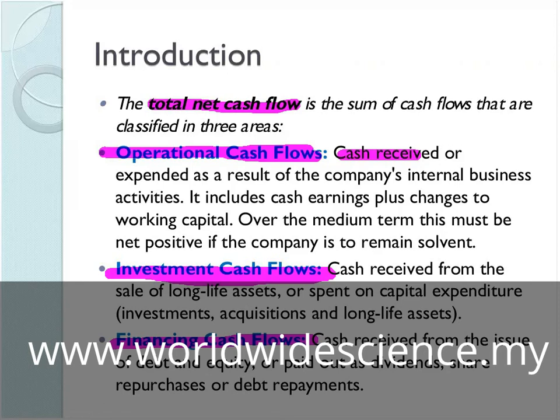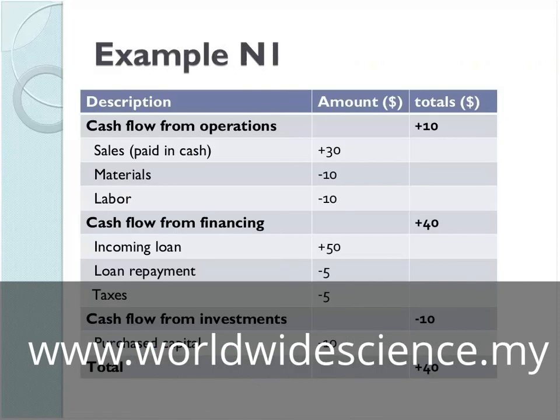So let's see, we have an example of the cash flow statement. Example number 1 is a simple example of the cash flow. Here is cash flow from operations. Sales, as I told you, is the cash flow from the main business. We got plus 30. That means we have a cash in which is equal to 30.